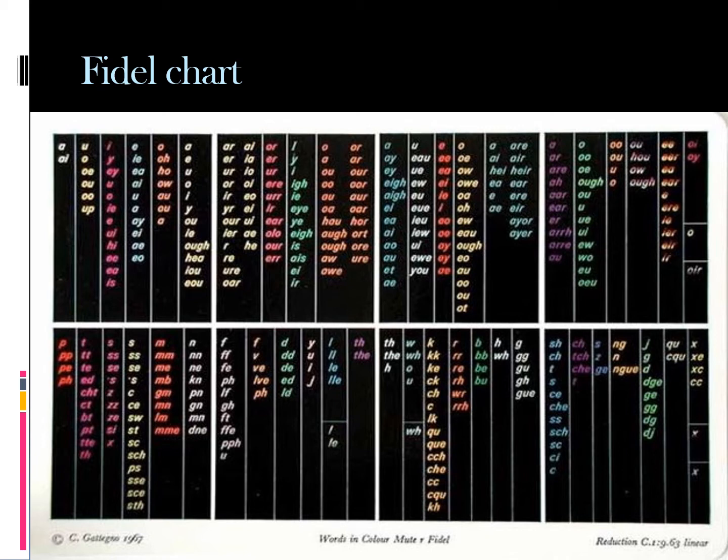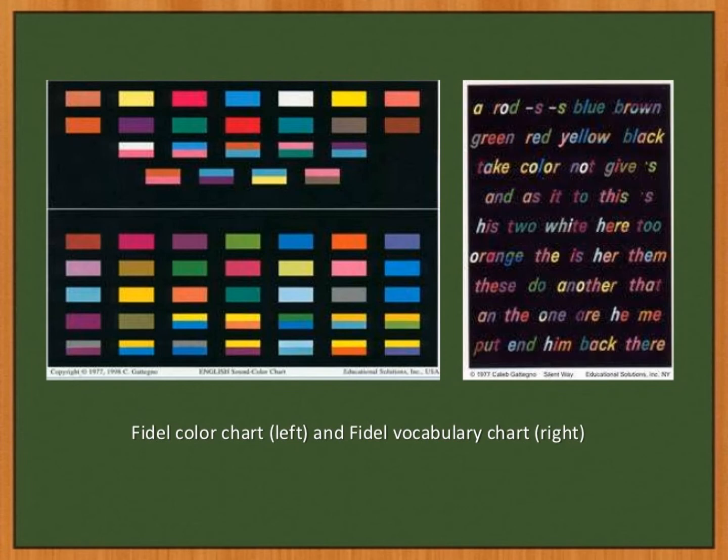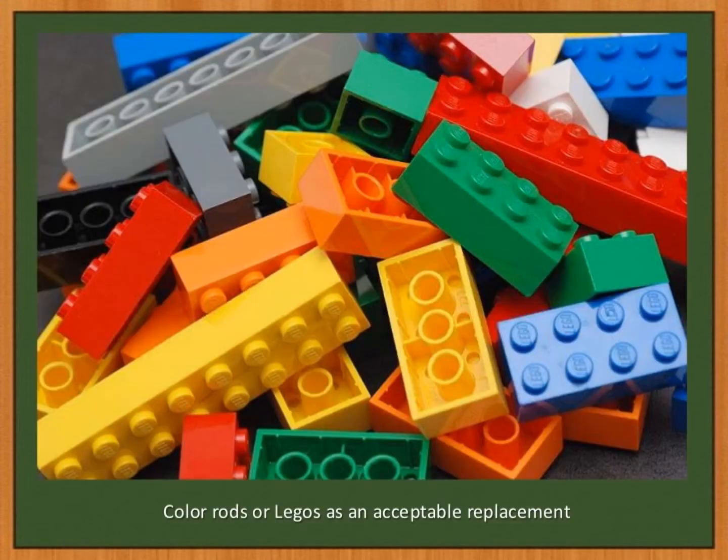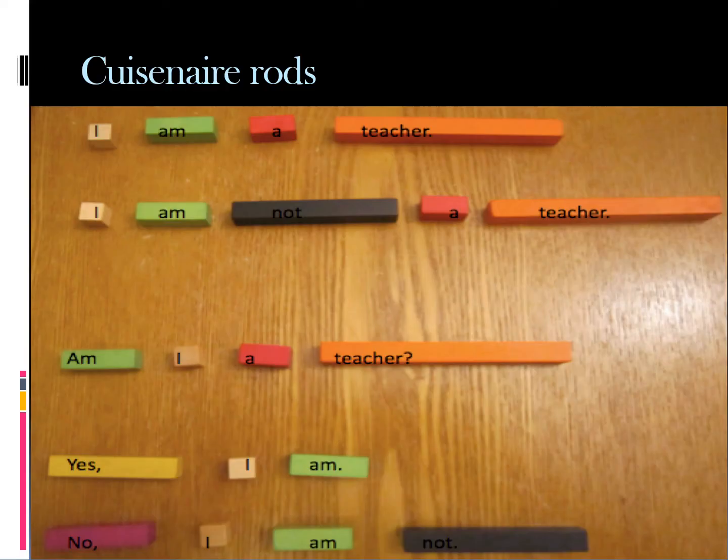Likewise, there are several charts that are used to teach different aspects of learning. A rectangular chart, for instance, can be used to show the pronunciation of various phonemes of a language. There is a functional vocabulary chart here at the right side and a Fidel color chart, which is at the left side. And here are Legos, which are sometimes a replacement for these colored charts. This is another prominent material used, that is Cuisenaire rods.